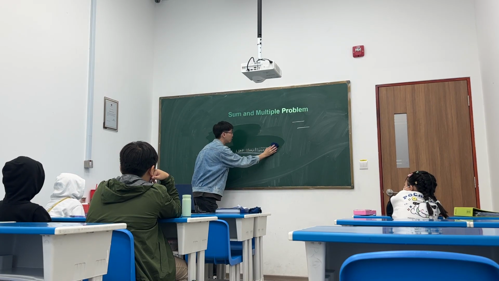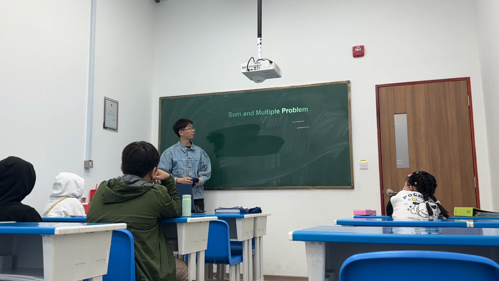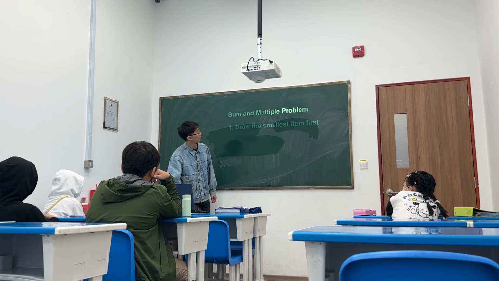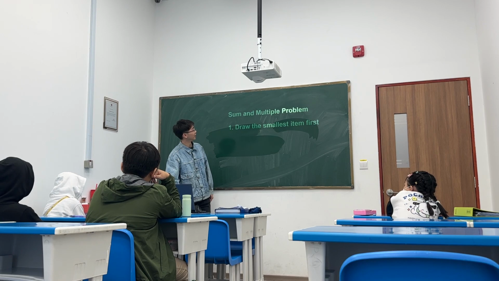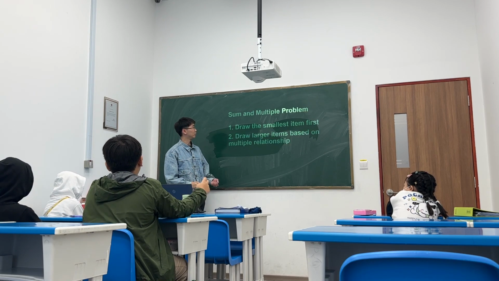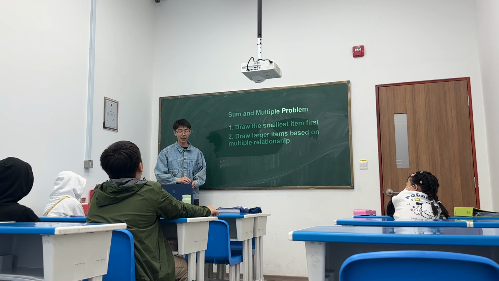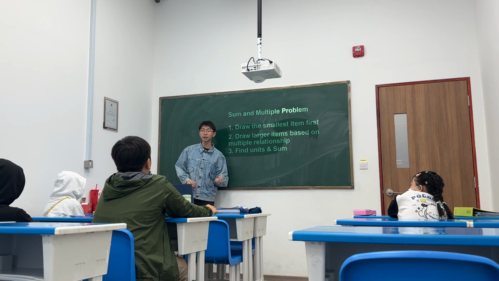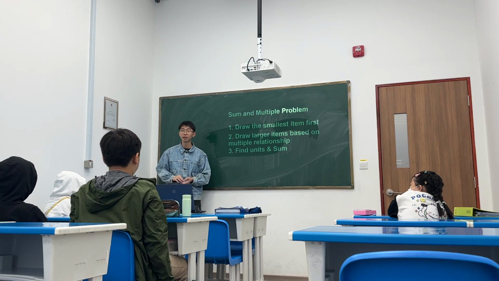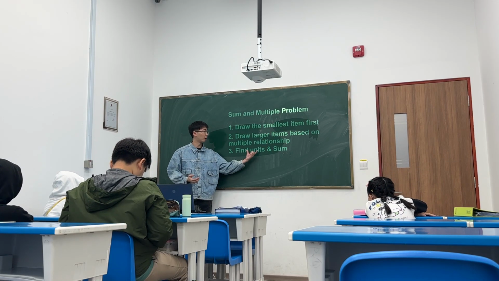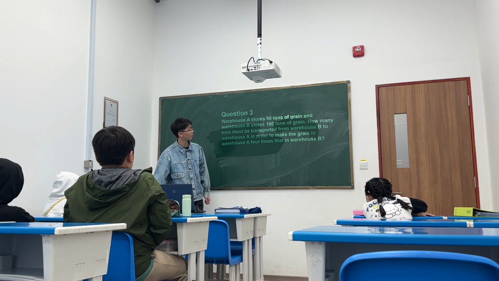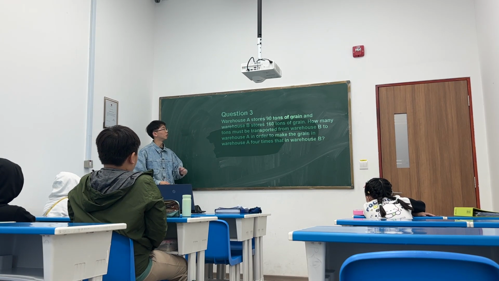Moving on, we have to take a look at some variations of the sum and multiple problem. First of all, let's do a quick summary. In a sum and multiple problem, the first thing you do is to draw the smallest item, then you draw the larger item, then just find out the units and the sum. Because this problem is called a sum and multiple problem, normally you have the multiple and the sum. Then we have to take a look at the variation of the sum and multiple problem also.